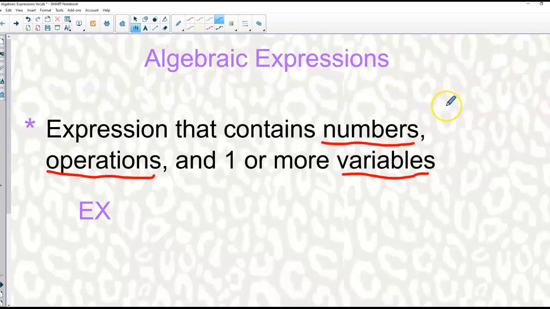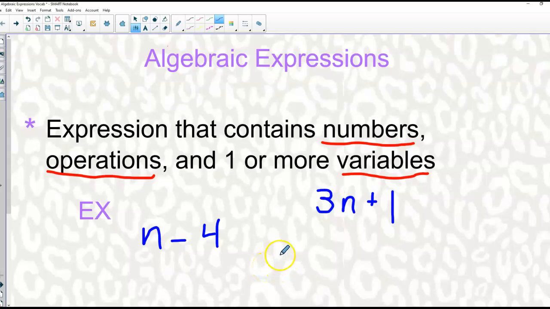So if I said 3n plus 1, that could be an algebraic expression because it does have numbers in it, it has an operation, and a variable is really just a letter, so it has a letter in it. That would be an algebraic expression. Another one I could just say is n minus 4. That is also an algebraic expression because, again, it has a number, it has an operation, and it has a variable in it.